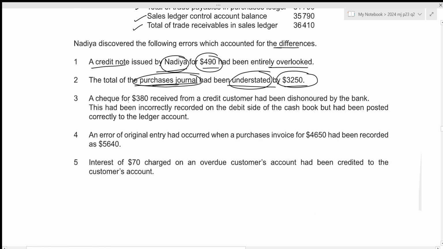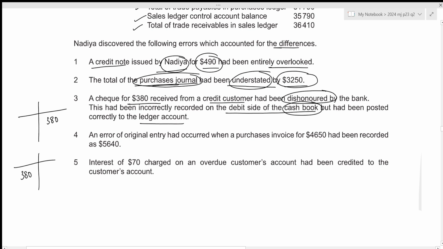Now for the third one, a check for 380 received from a credit customer had been dishonored by the bank. This had been incorrectly recorded on the debit side of the cash book but had been posted correctly to the ledger account. So we only need to rectify this error within our control account since there is an error within the book of prime entry. It should have been recorded on the credit side. So initially the credit side should have reflected 380, but we included this amount on the debit side. Now, in order to rectify this, if we enter it once on the credit side, it will just get cancelled out with the previous error. So we need to record it twice in order to show the correct amount as well. So we should be recording the total of 760 for this error.